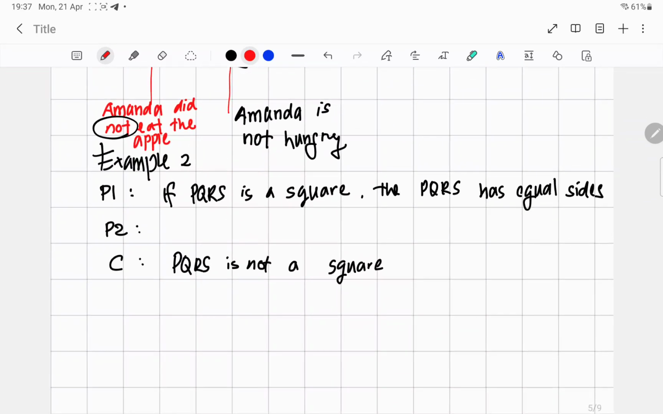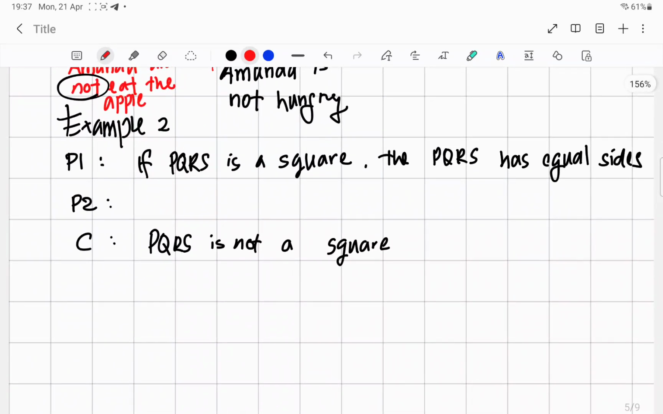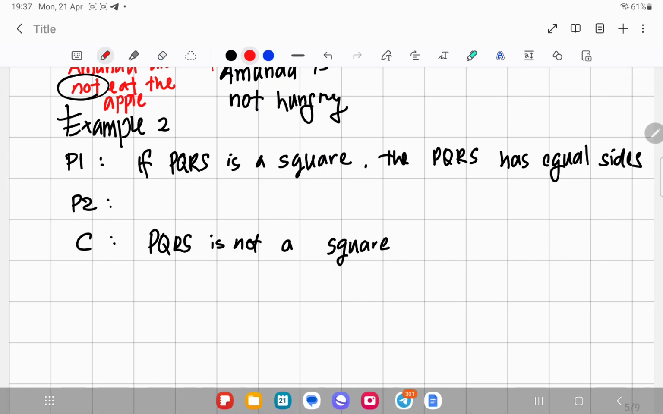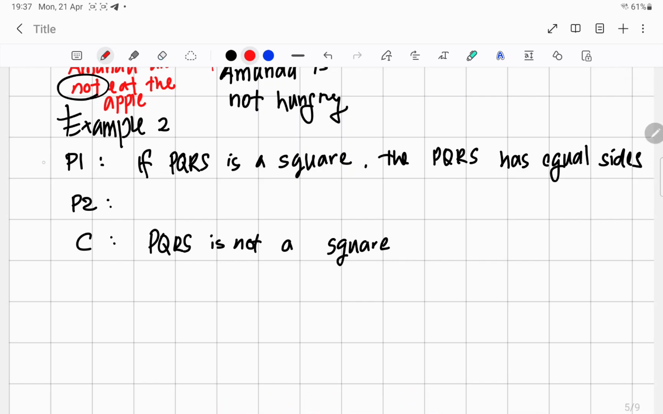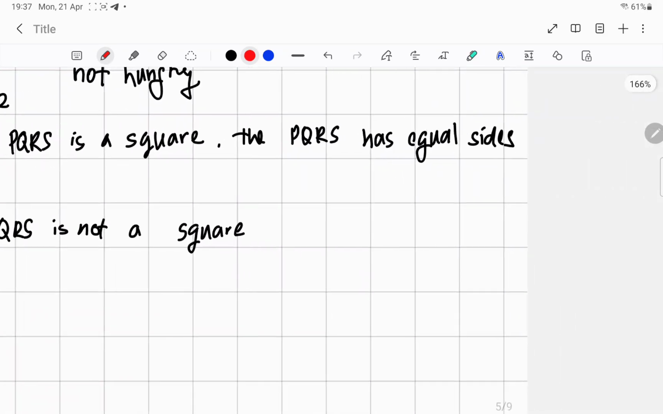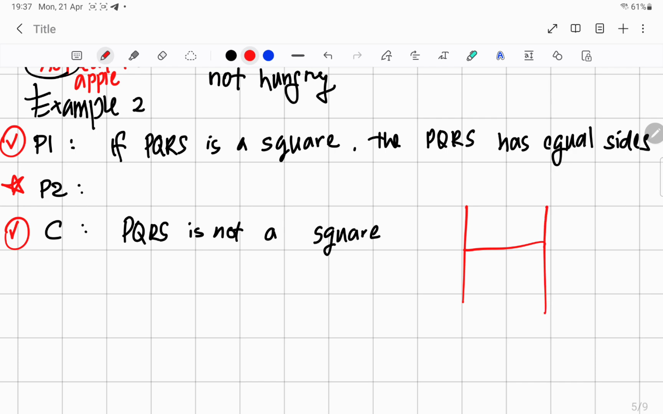Now we go to example 2. Example 2, if you want to use the H method also can, cut also can. So the H method: this one is premise 1 and conclusion, so you need to find premise 2. We use the H method. They say if PQRS is a square, then PQRS has equal sides.